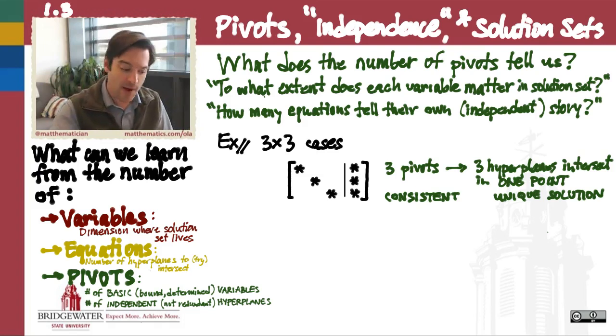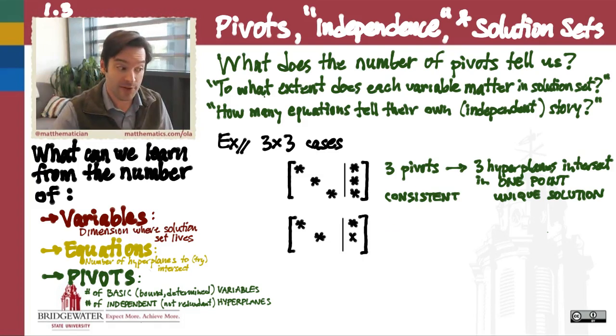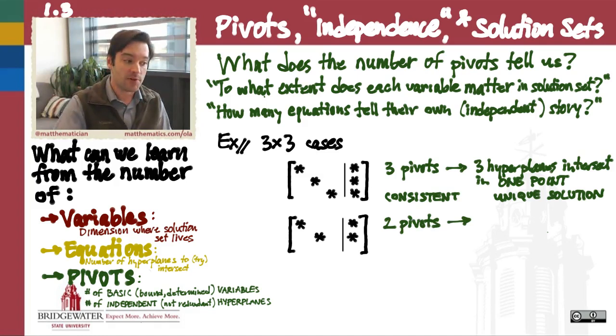So what happens if a 3x3 system has fewer than 3 pivots? Suppose for the moment that the reduced row echelon form looks like this. So I end up with a pivot in row 1 and a pivot in row 2, equivalently a pivot in column 1 and a pivot in column 2, but I end up with no pivot in row 3, and for that reason also here, no pivot in column 3.